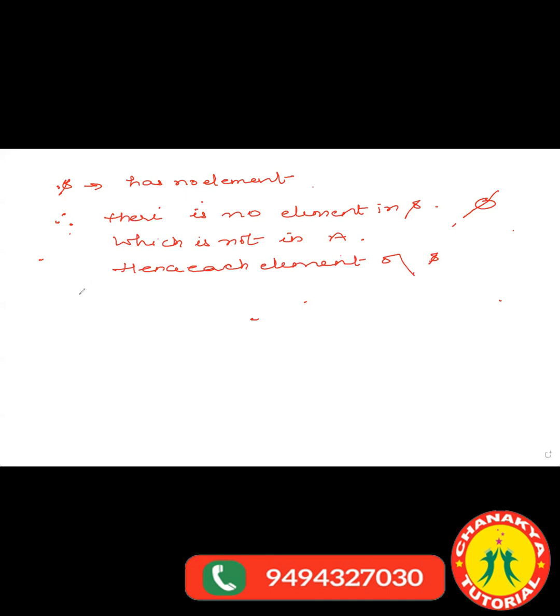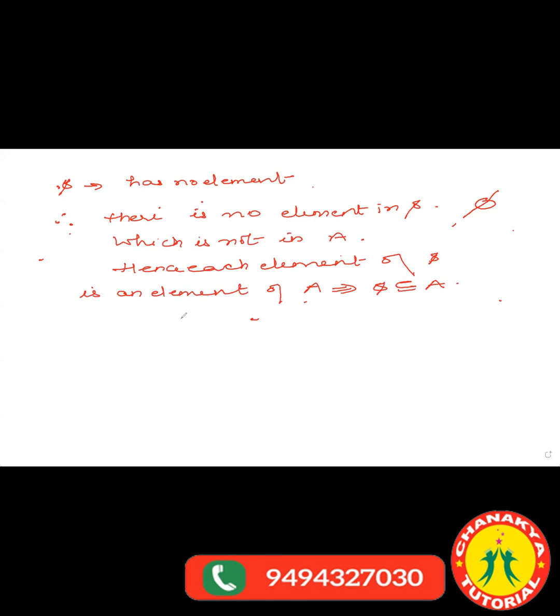Now we can say that phi has no element. Therefore, there is no element in the empty set which is not in A. Representing therefore, you put these three dots. So there is no element in phi which is not in A. Hence, each element of phi is an element of A. So this implies the empty set is a subset of A.